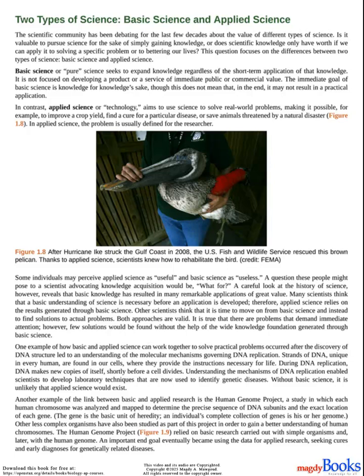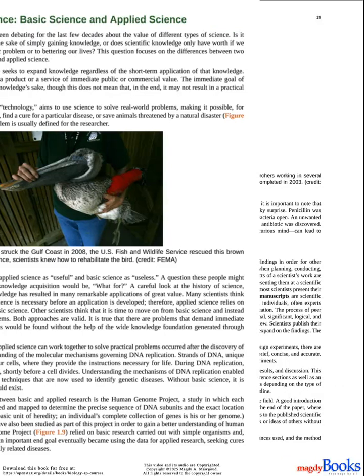Other less complex organisms have also been studied as part of this project in order to gain a better understanding of human chromosomes. The Human Genome Project, Figure 1.9, relied on basic research carried out with simple organisms and, later, with the human genome. An important end goal eventually became using the data for applied research, seeking cures and early diagnoses for genetically related diseases.